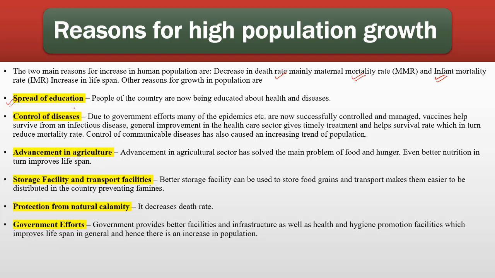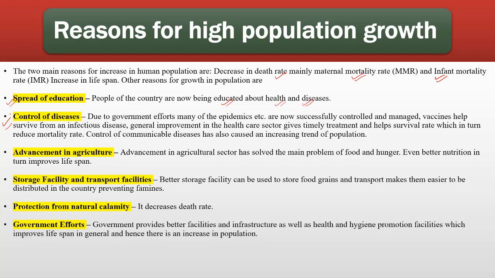People of the country are now being educated about health and disease. They are being given information, they are being informed, and they know how much health education is required. Control of disease: due to government efforts, many of the epidemics and pandemics are now successfully controlled and managed.